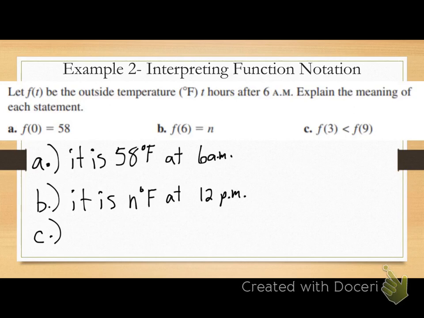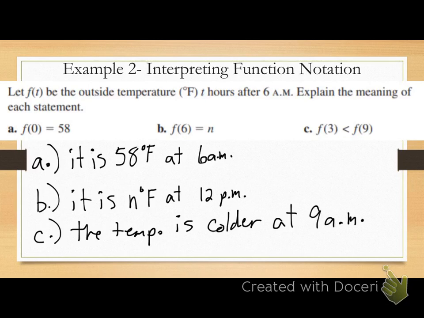So, it's telling me the temperature 3 hours after 6 a.m. is less than, so colder than, the temperature 9 hours after 6 a.m., which is 3 o'clock p.m., right? Does everyone understand that? So, the temp is colder at 9 a.m. than the temp at 3 p.m.